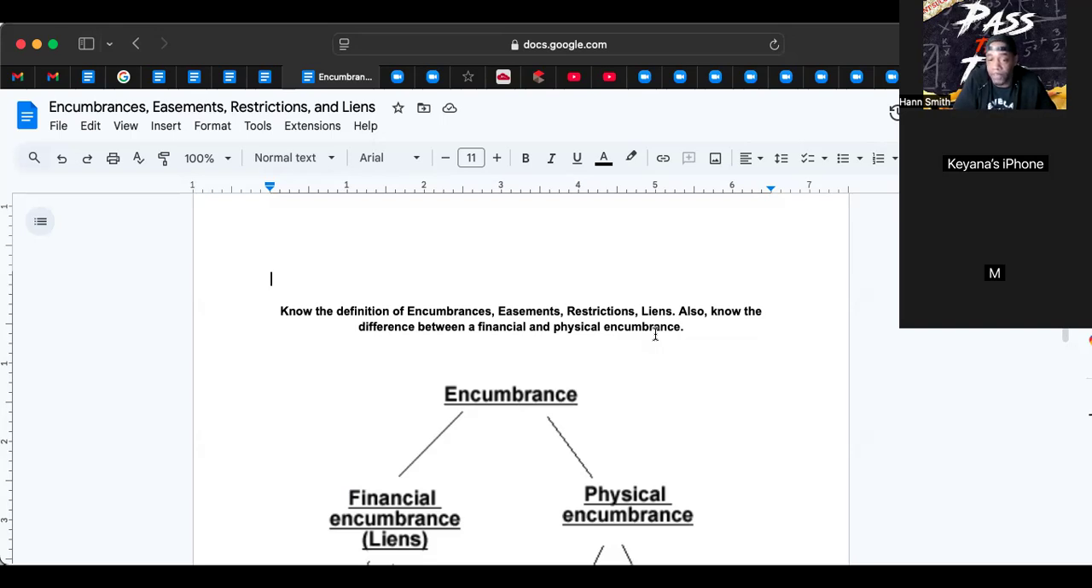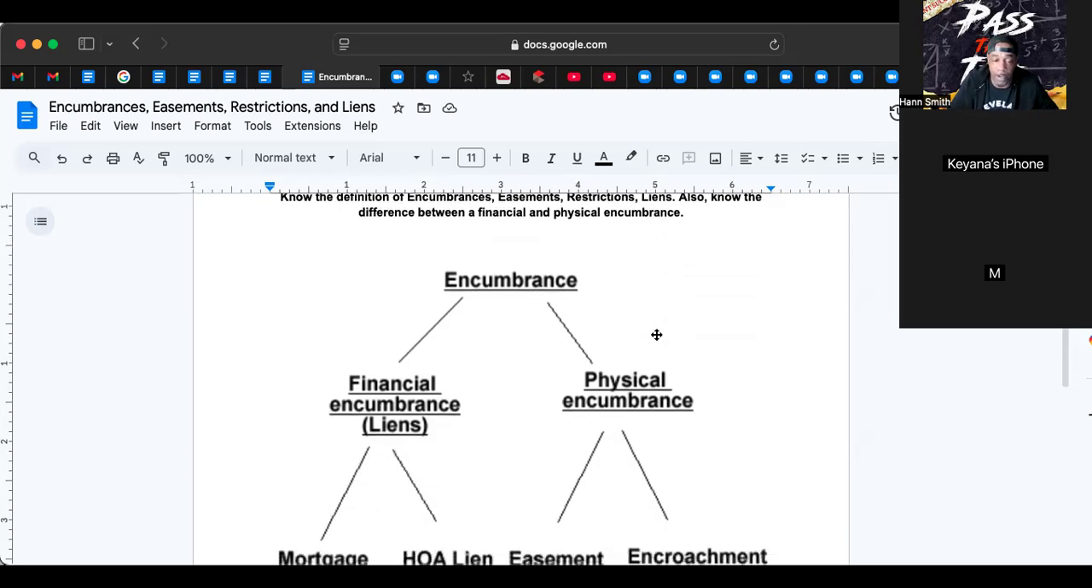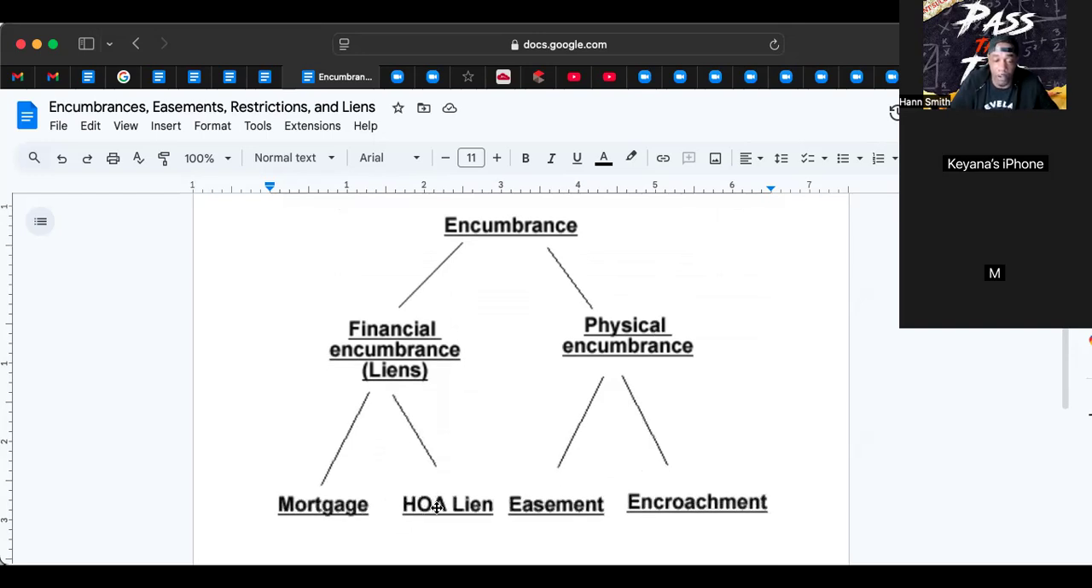So what am I saying? Liens are an encumbrance. All right. That's a branch off the tree. So all liens are encumbrances, but not all encumbrances are liens. Another type of encumbrance is a physical encumbrance. And I'm just going to show you right here. Mortgage, HOA lien. A physical encumbrance is like an easement, right?